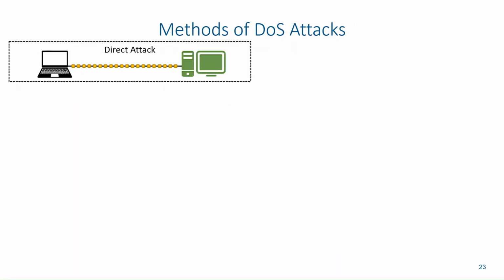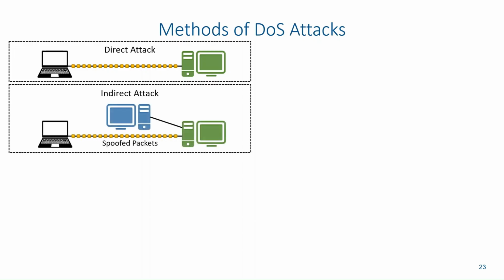So there are various methods of denial of service attacks. The first one is the direct attack, where the attacker tries to flood a victim with a stream of packets directly from the attacker's computer. This is rare because in order to be able to take down a device, you need to have more processing power and higher bandwidth to be able to take down this other computer.